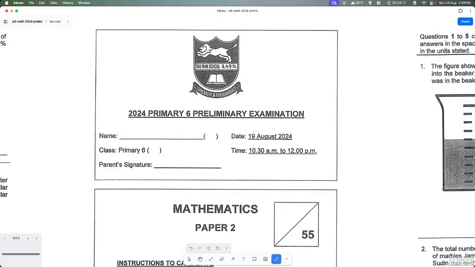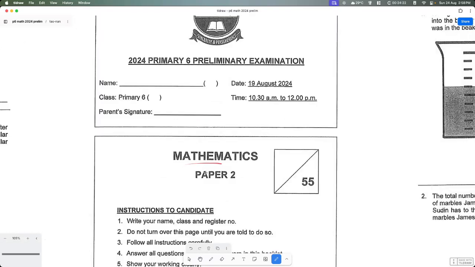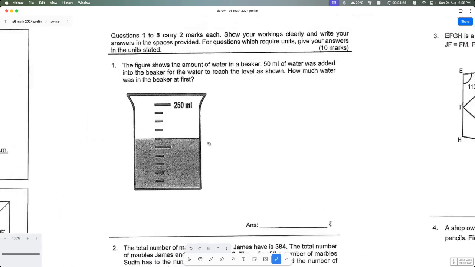In this video, we're going to go through the 2024 Primary 6 Preliminary Examination Mathematics Paper 2. So let's get started on the first question.